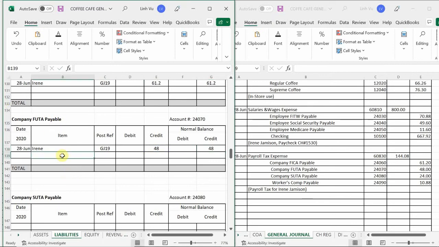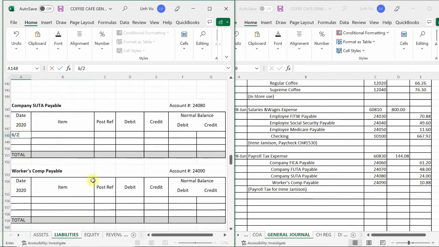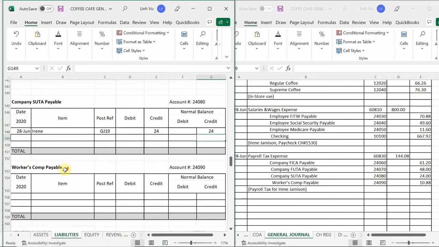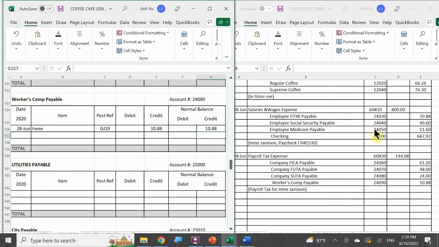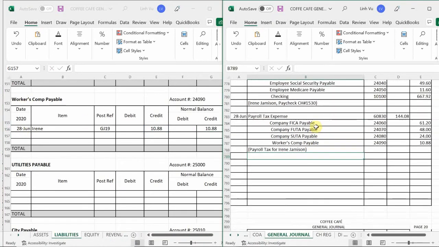Okay. How much is SUTA? $24. And last but not least, how much is the workers' comp? 1088. $10.88 for Irene. Okay. Awesome. So that was one employee.